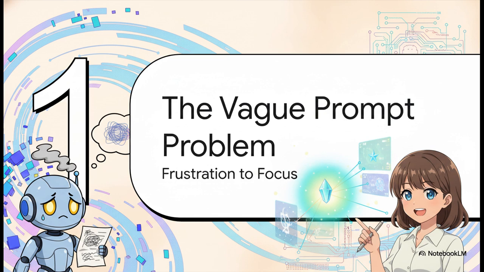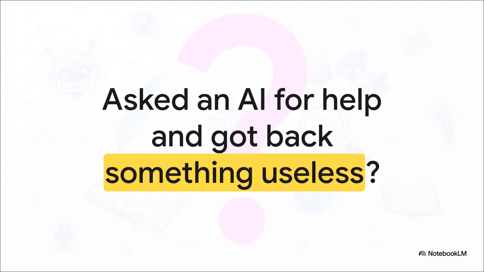Okay, let's kick things off with a problem that, well, I'm pretty sure we've all been there. You've got this incredibly powerful AI at your fingertips, but the results you're getting are just meh. It's a super common frustration, but the good news is it's totally fixable. Sound familiar? Of course it does. You ask for a summary, you get back this generic block of text. You ask for some creative ideas, and you get a list that completely misses the mark. And look, this isn't the AI's fault. It's actually a signal that we need to get better at telling it what to do.